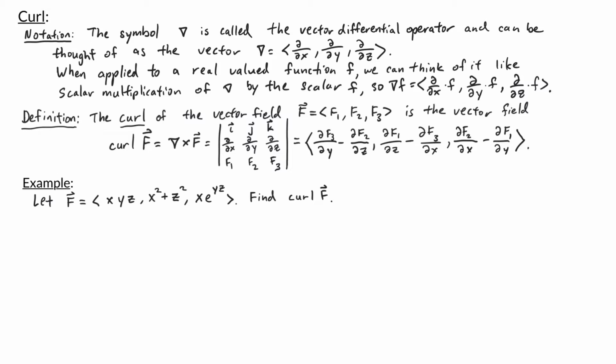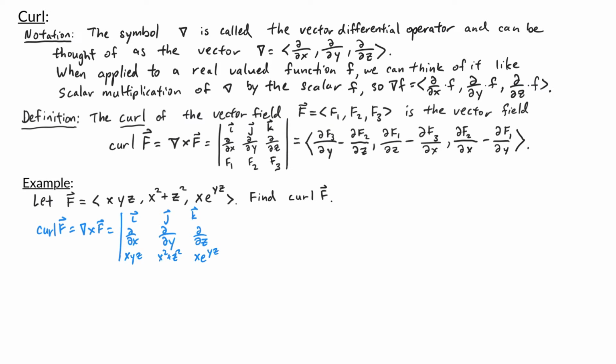Let's look at an example. So in this example, f is the vector field x times y times z, x squared plus z squared, and x times e to the yz. We're asked to find the curl of f. So again, the curl of f is the del operator cross f. So I want to calculate the determinant of the matrix where I have i, j, k on top, partial with respect to x, partial with respect to y, partial with respect to z, and then f1, which in this case is x times y times z, f2 is x squared plus z squared, and f3 is x e to the yz.